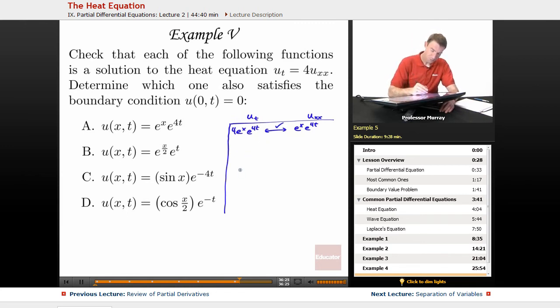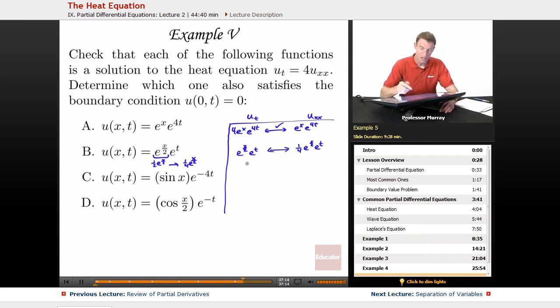In our second function, we've got e to the x over 2 on the left and e to the t on the right. U_t is just the derivative of e to the t, because e to the x over 2 is a constant. The derivative of e to the t is just itself, so nothing really happened there. For u_xx, if you take one derivative, we get 1/2 e to the x over 2. If you take a second derivative, you get 1/2 times 1/2, so 1/4 e to the x over 2. The e to the t just comes down as a constant, so we get 1/4 e to the x over 2 times e to the t. If you compare those, you see that the left-hand side is 4 times as big as the right-hand side. So again, we have a solution to our partial differential equation.